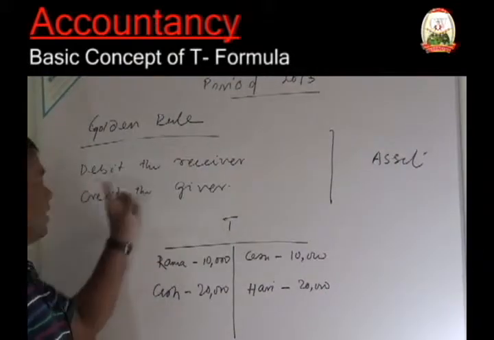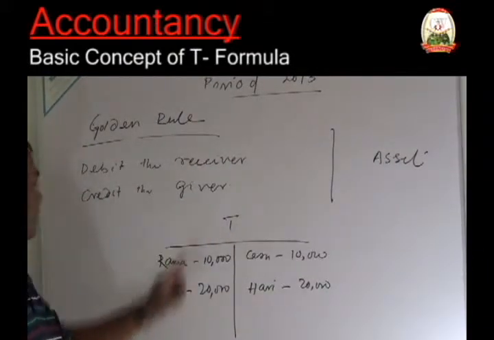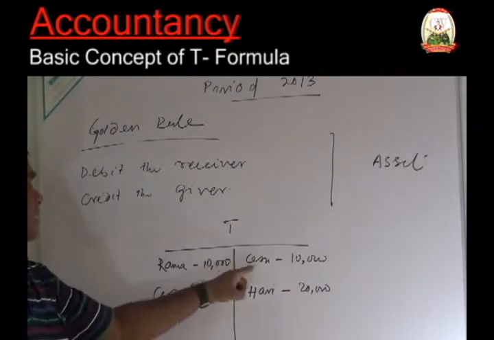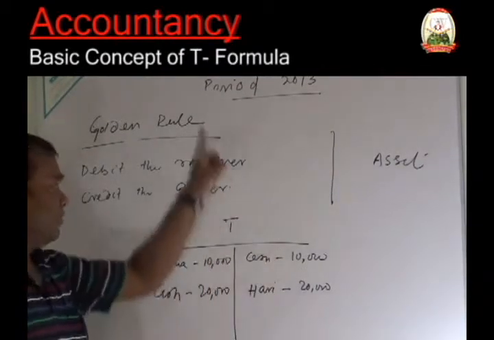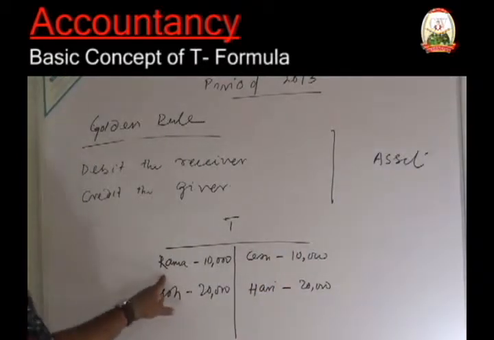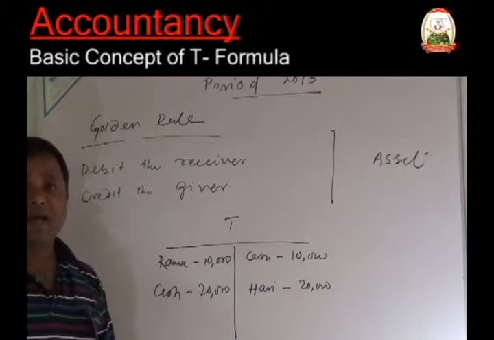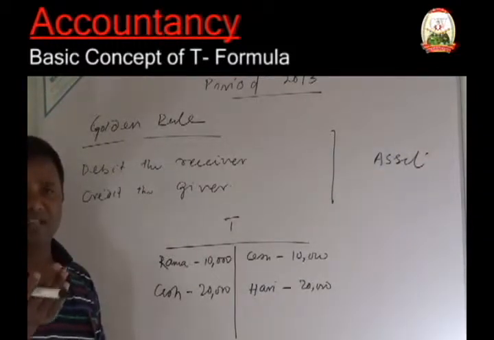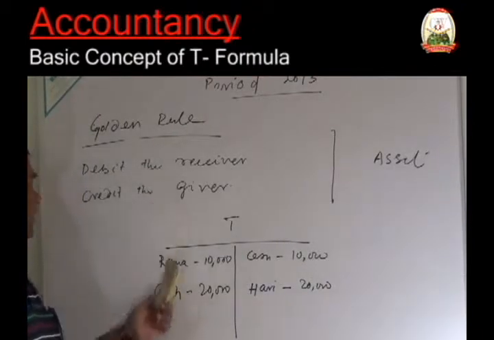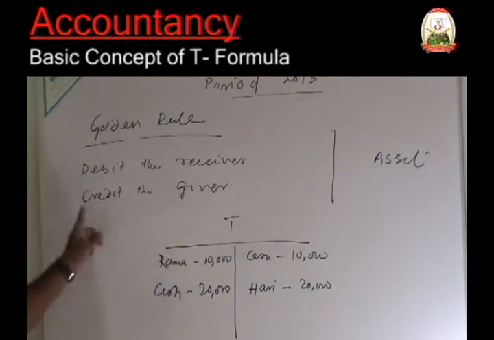In third formula, debit the receiver, credit the giver. In first case, you paid Rama 10,000 in cash. Cash goes out. In first formula, cash goes out. That becomes the credit, and Rama became the debit. You enjoyed Rama by asking, Rama, please give me your money. Please give me your money. You are in power. That's why Rama is on debit side. Rama became the receiver. Similarly, credit the giver.